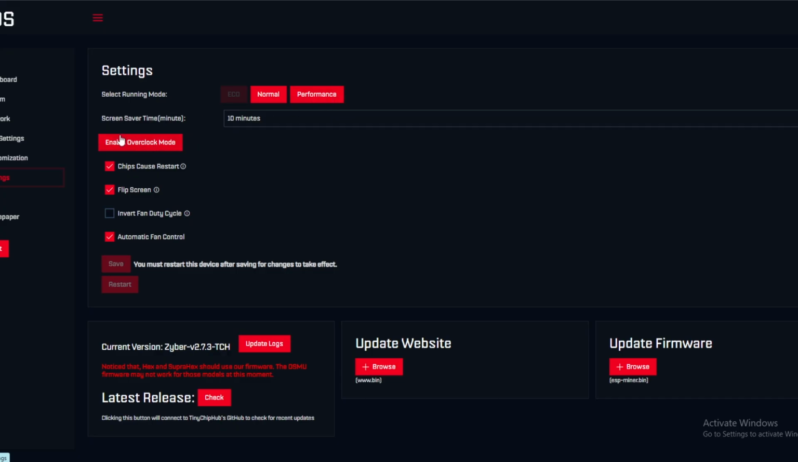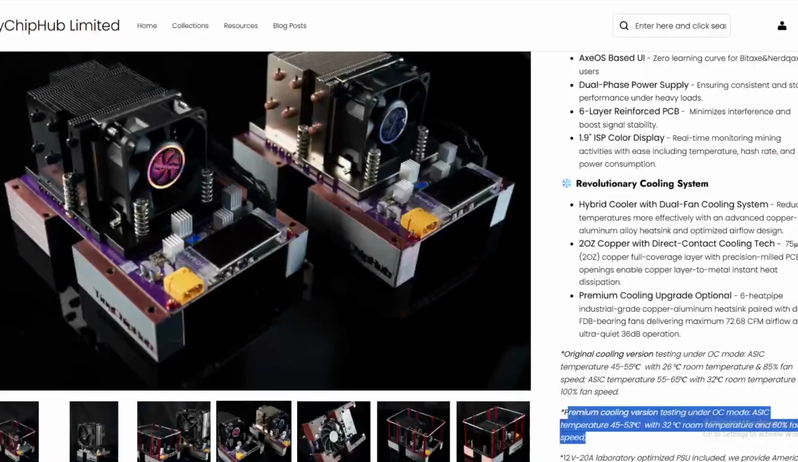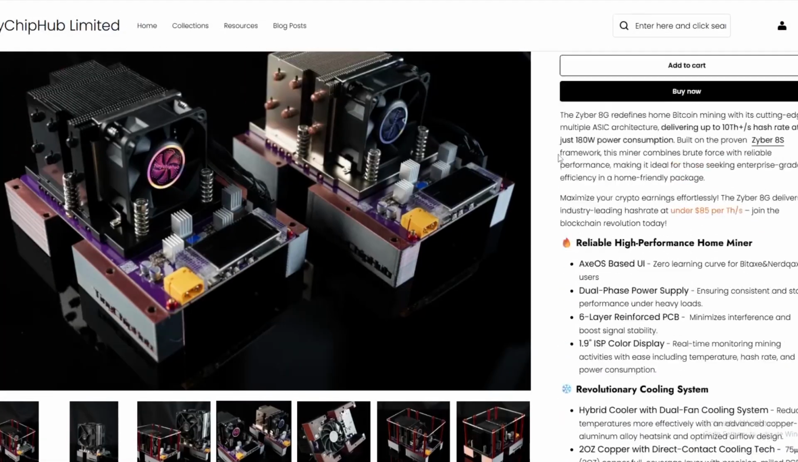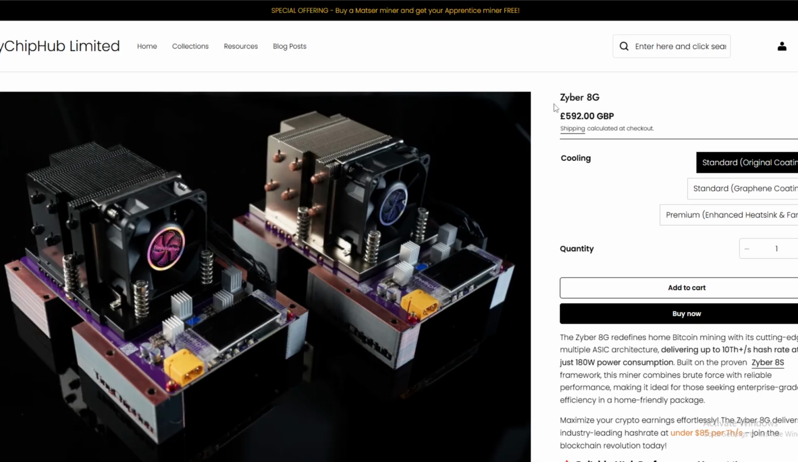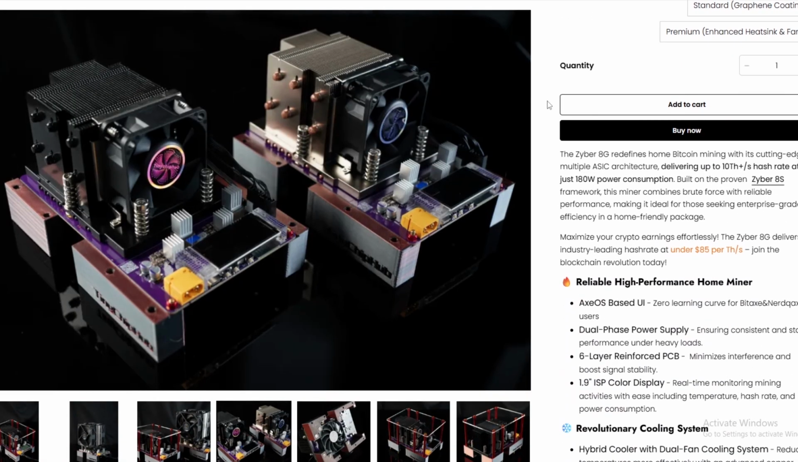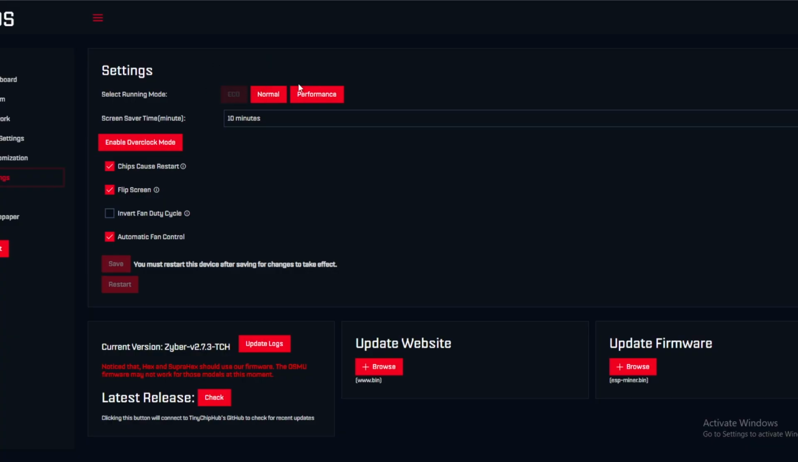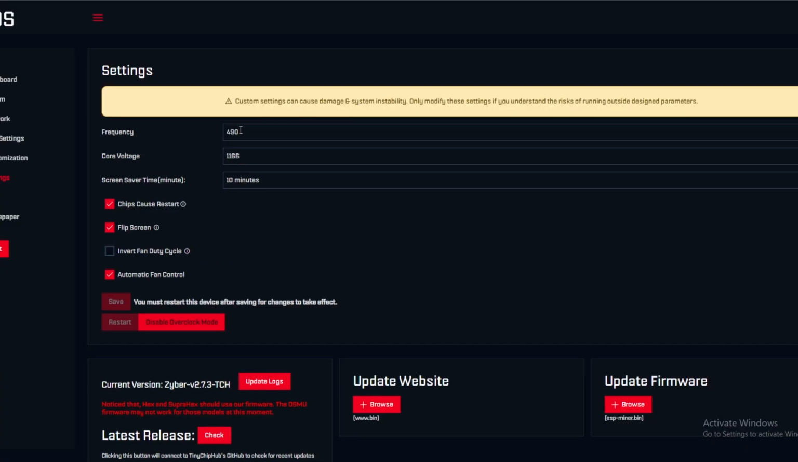You can also enable your own overclocks, so you can pick it if you have ones picked out for the Supra chips, so the S21 chips. And I believe that the Zyber 8G, so the newest one, has the S21 Plus chips in it. So those are going to be comparable to Gamma chips. So there's three modes that you can select from, and then you can enable overclocks, which allows you to set the frequency and core voltage. Screensaver, that's just to turn off the screen.